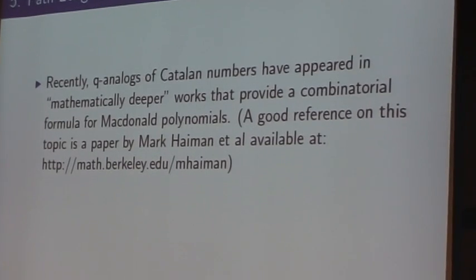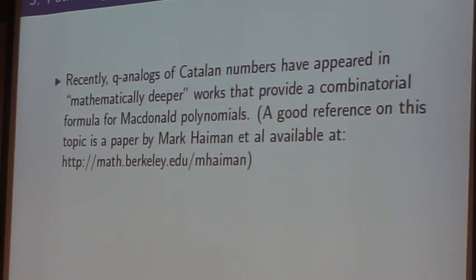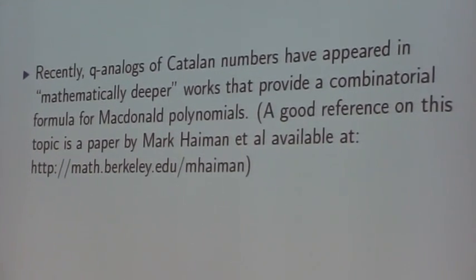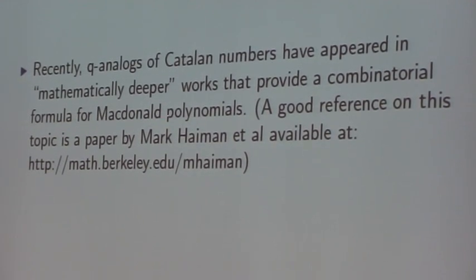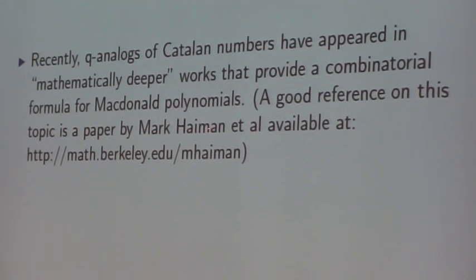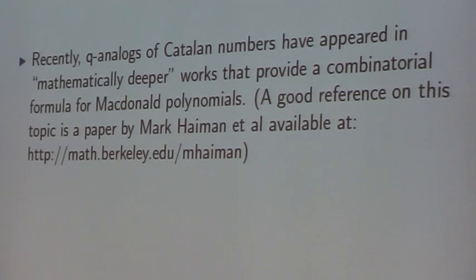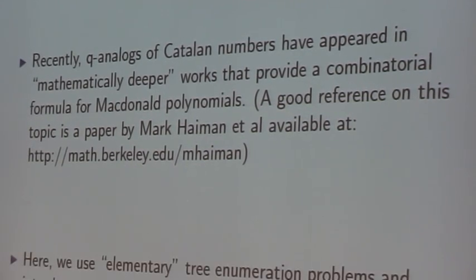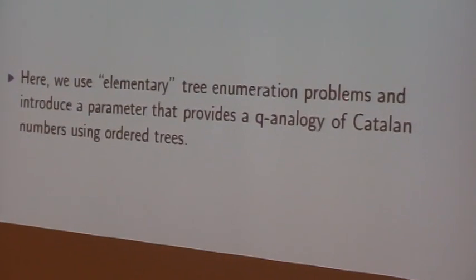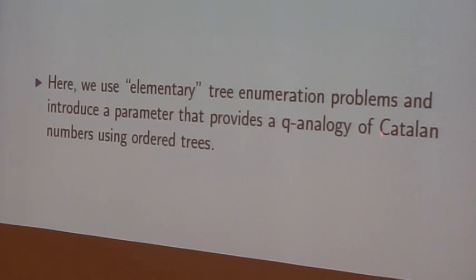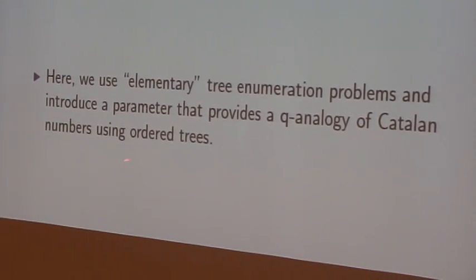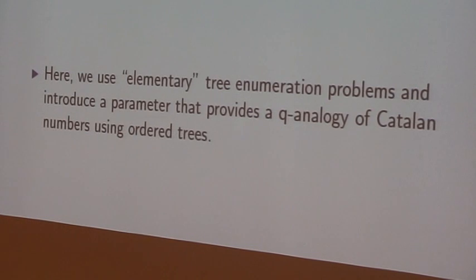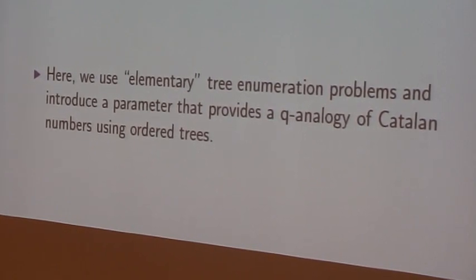Recently, q-analogues of Catalan numbers have appeared in many mathematically deep works. If you want to see, just read a paper by Hyman, and it's available from here. But what I'm trying to do here is use elementary tree enumeration problems to introduce a parameter that might provide a q-analogue of Catalan numbers using ordered trees. If you assume ordered trees are just elementary facts.